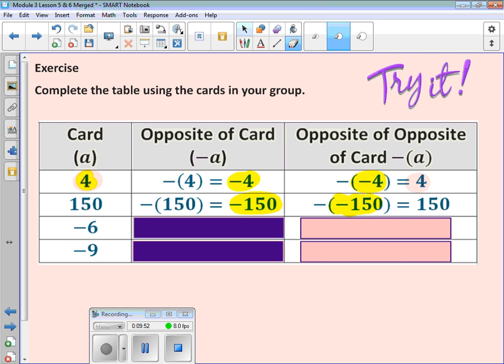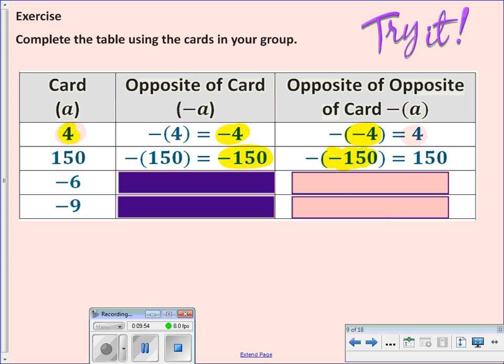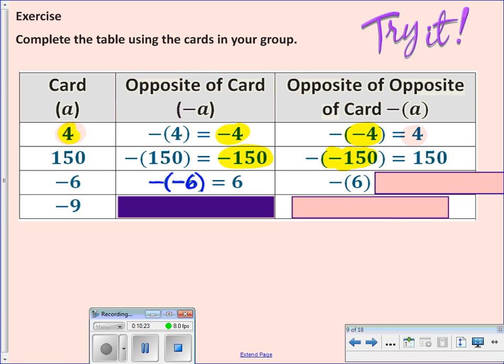Okay, now we're starting with negative 6. So let's put parentheses around the number we're starting with, and then put the negative. So what's the opposite of negative 6? That's how I would read this. The opposite of negative 6 is positive 6. So now I put the parentheses and the opposite symbol around 6. And the opposite of 6 is negative 6, which is the number that I started with.